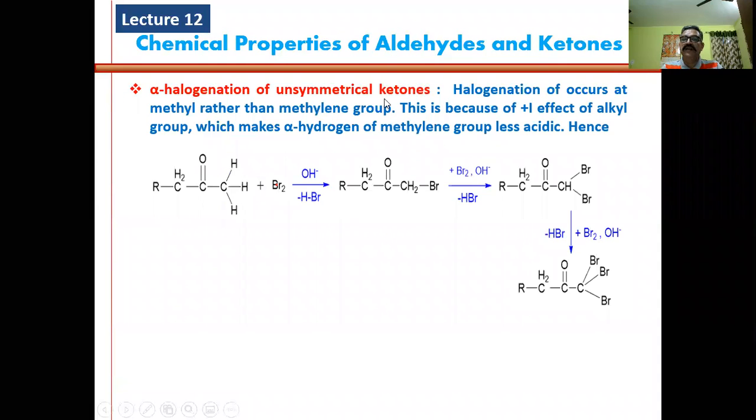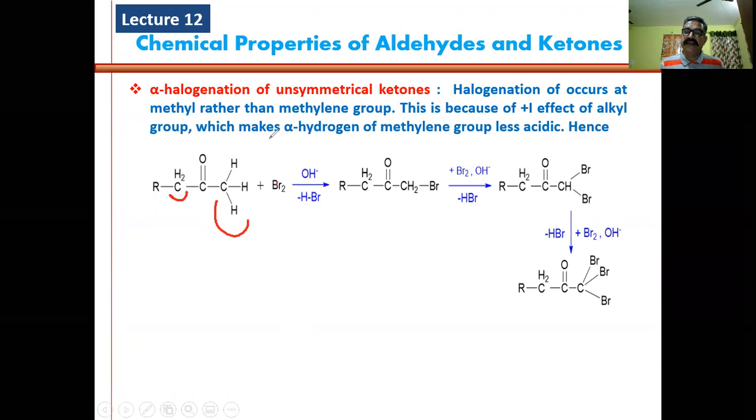Alpha halogenation of unsymmetrical ketone. अगर unsymmetrical ketone है, unsymmetrical मतलब एक साइड देखें मिथिलीन लगा है, एक साइड मिथाइल, क्वेश्चन राइज होता है which side will be preferred for halogenation. Answer is clear.